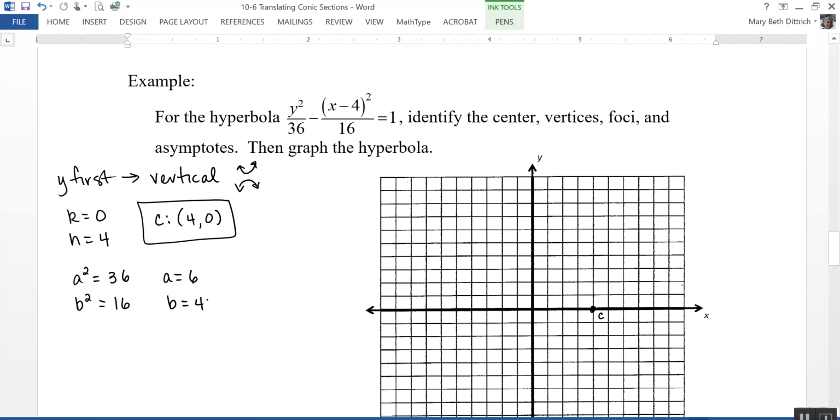To get my vertex, a is going to be, in this case, vertical, going up and down from the center. So I need to go up 6 units. So there's one vertex. And then I need to go down 6 units. Is that 6? Yeah, there's my other vertex. My co-vertices are going to be 4 in either direction.